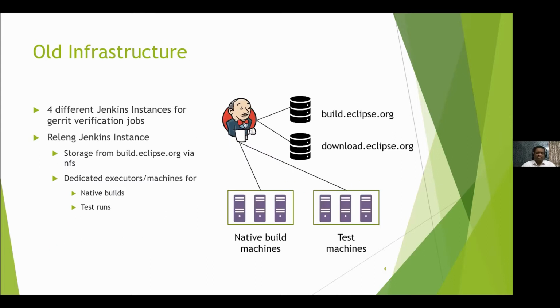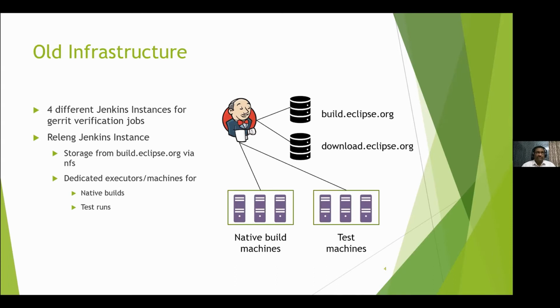Now, here is the old infrastructure. We have 4 different Jenkins instances for Gerrit validation jobs. These are PDE, JDT, Platform, and Equinox. All these have one Jenkins instance and multiple executors on the master node itself. We used to run multiple jobs on the master node. And next one is the Releng Jenkins instance.